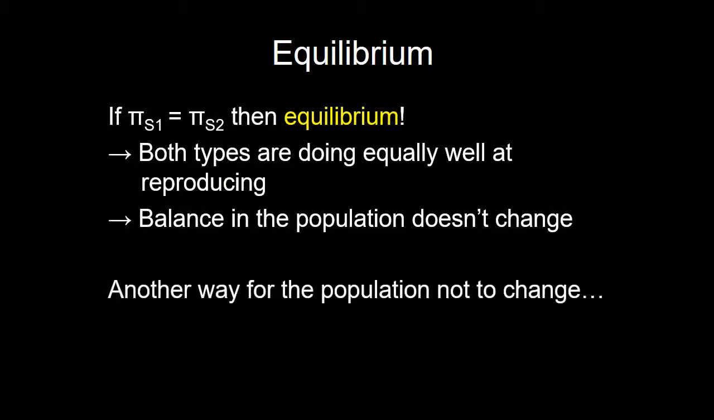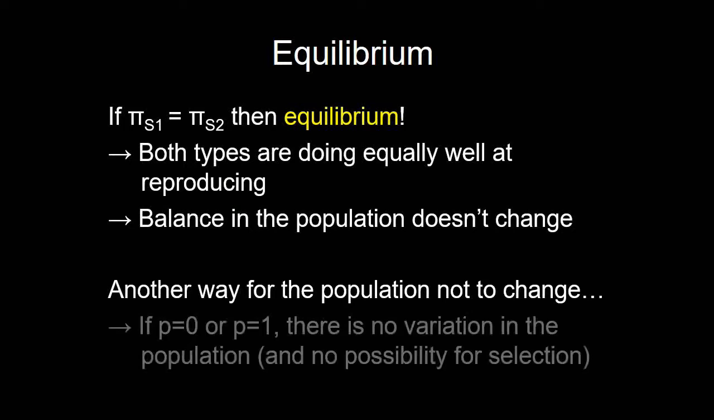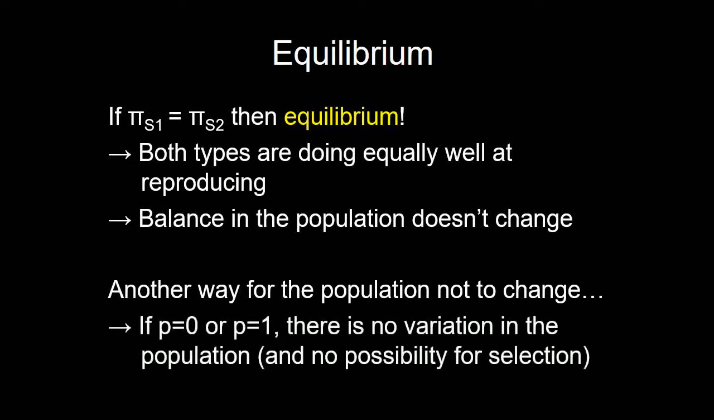That's one way you can have equilibrium: in that mixture, both strategies are in the population and both are doing equally well. But there's another possibility, which is at the two extremes. At p equals 0, where it's all strategy 2, or p equals 1, where it's all strategy 1, there's no variation in the population. All of the agents have the same strategy, so there's no way anything can change, because all of the offspring being produced are of one type. This is another kind of equilibrium.